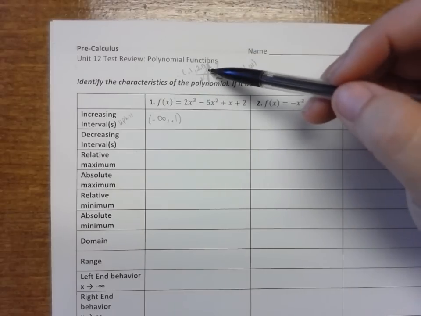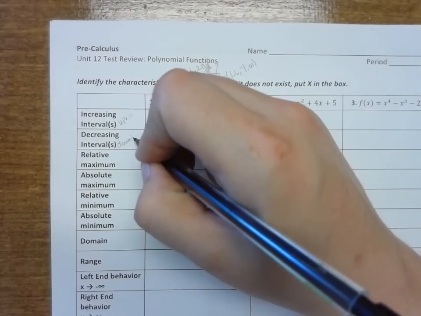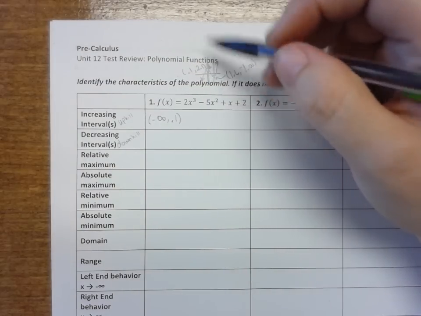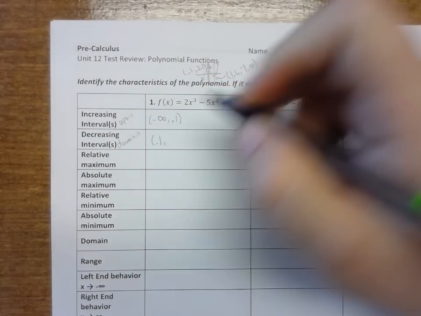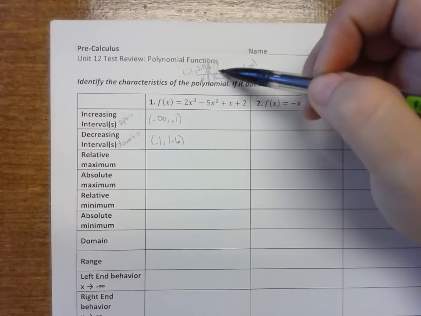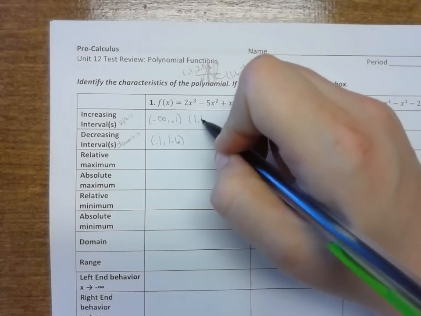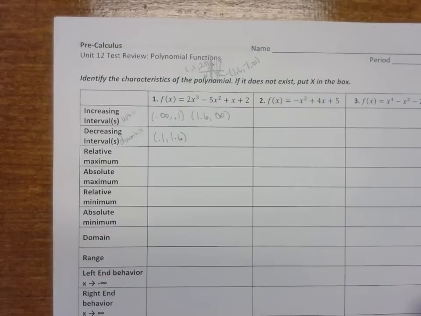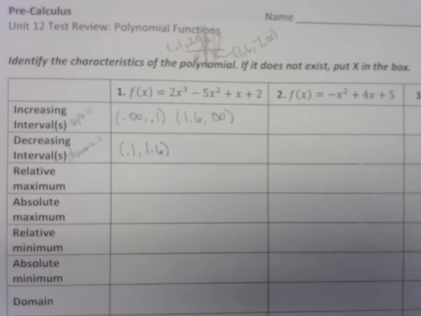Okay, then from here to here, it looks like we're going downhill. Okay, decreasing is downhill from left to right. So from here to here, we're decreasing. That x value is 0.1 until 1.6. And then from then on, we're going back uphill, or we're increasing again. So from 1.6 forever, or to positive infinity, we are increasing. So we have labeled all of our increasing and decreasing there. Okay, zoom in so you can see that.